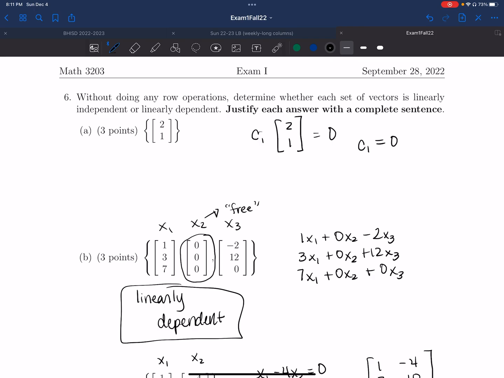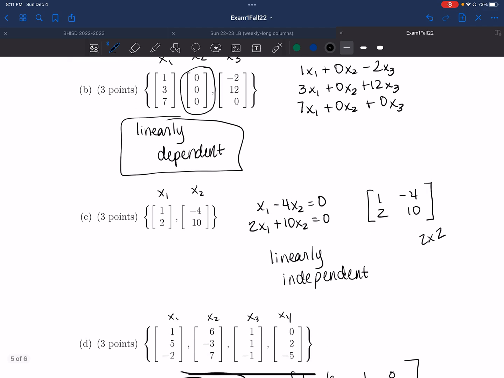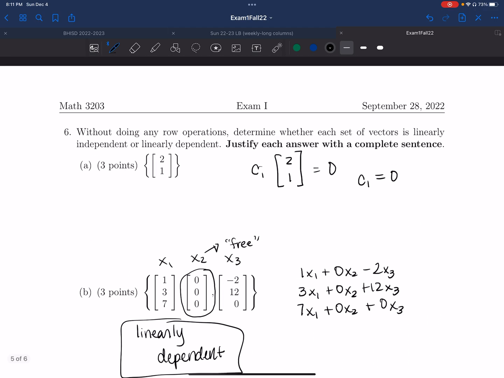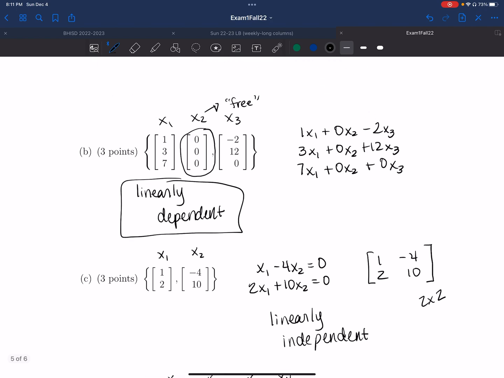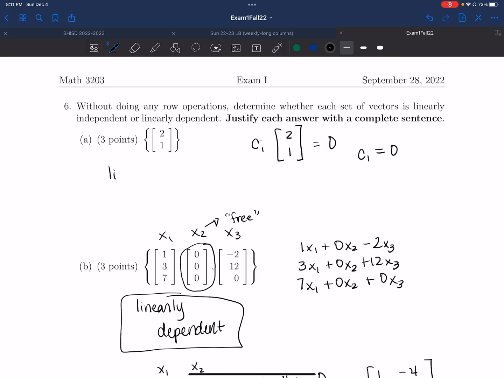You just have a scalar times a vector, because there's not a system there. The only way you can get that one little equation to equal 0 is if you multiply it by 0. All right, I think that pretty much sums it. Oh, so they are, I'm sorry, it is linearly independent.